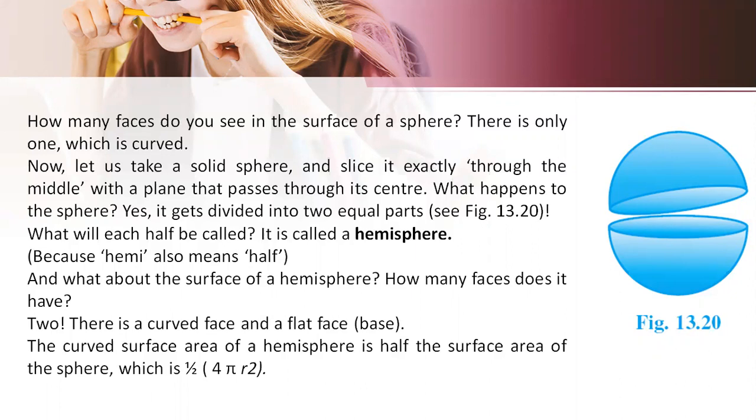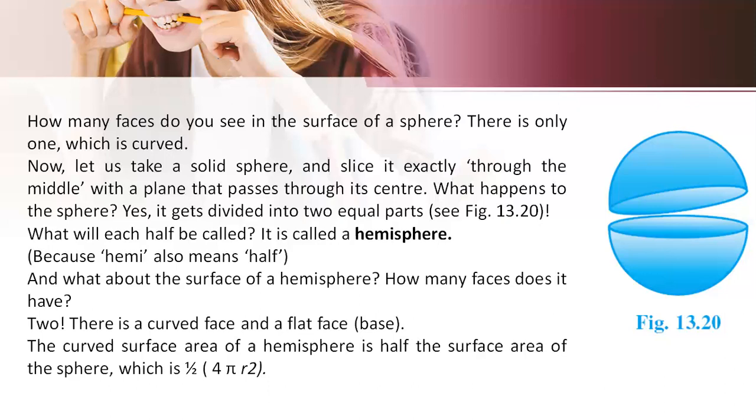Now, let us take a solid sphere and slice it exactly through the middle with a plane that passes through its center. So what happens to the sphere? It will get divided into 2 equal parts and each is called a hemisphere because hemi means half.